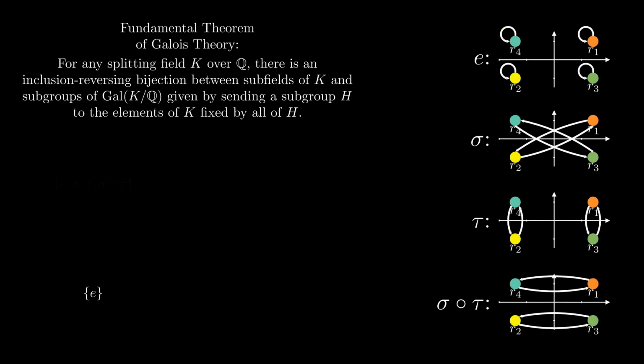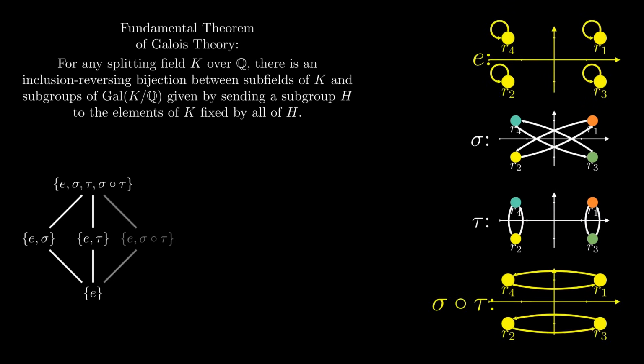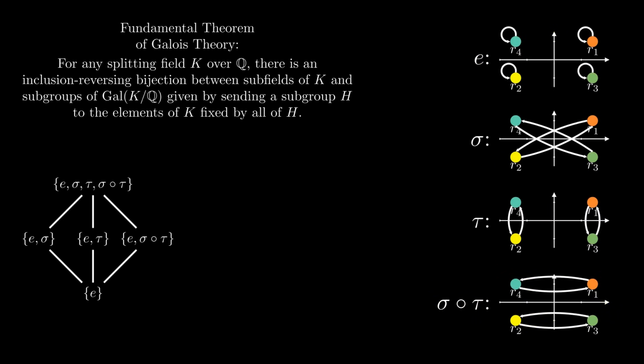And then there's always the full Galois group, including every element, so we'll put that at the top. Then we need E and at least one other element, but if we include 2 other elements, we need the third, so the remaining subgroups are just the identity and each other element in turn, with lines between subgroups that contain each other. So the fundamental theorem says that the set of fields between Q and the splitting field should look like this. Let's verify that.